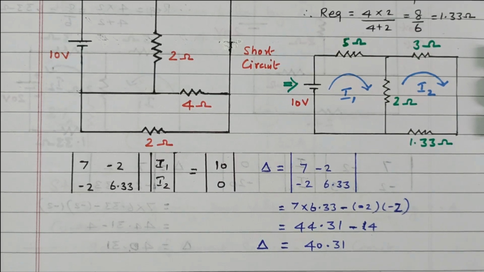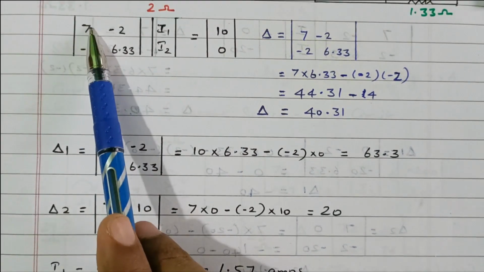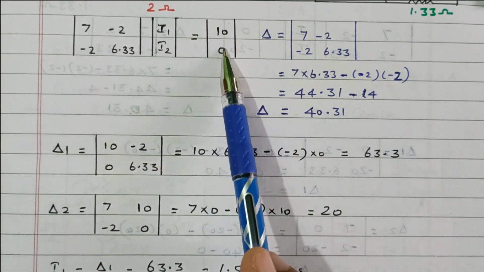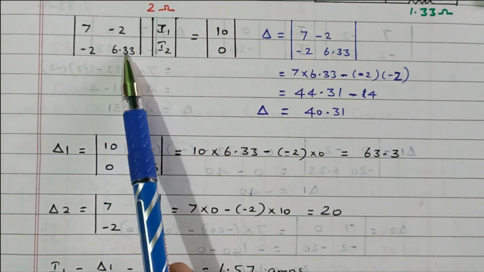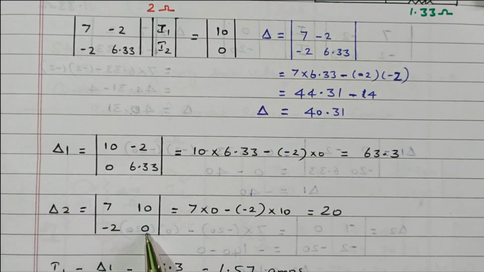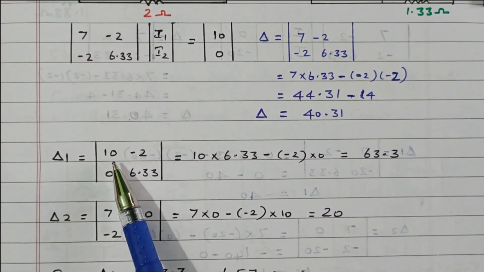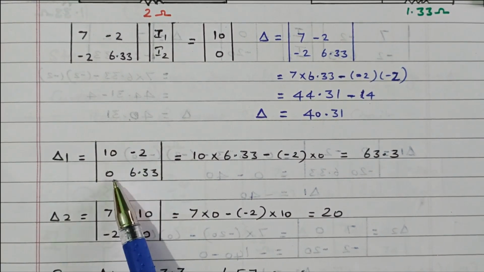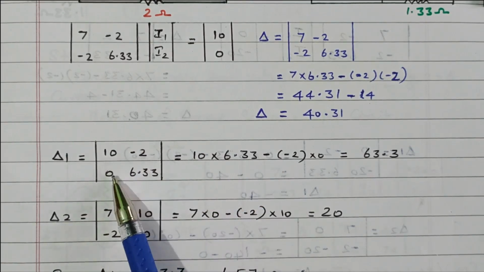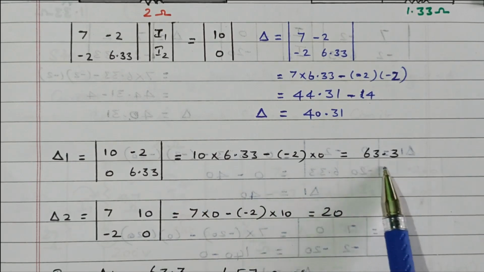Now we need to find delta 1 and delta 2, followed by I1 and I2. Delta 1 is nothing but you replace the first column with the voltage matrix. Replacing the second column with the voltage matrix is delta 2. The delta is as it is. Delta 1 means the first column is replaced by the voltage matrix 10, 0. So delta 1 after replacing is 10, minus 2, 0, 6.33. We only need to multiply these two: 10 into 6.33 minus 2 into 0. This term becomes 0. So 10 into 6.33 is 63.3. Delta 1 value is 63.3.